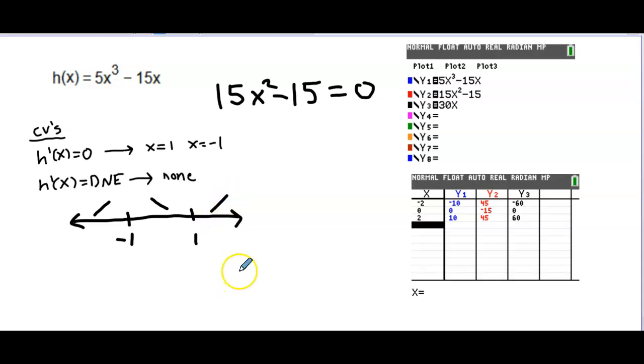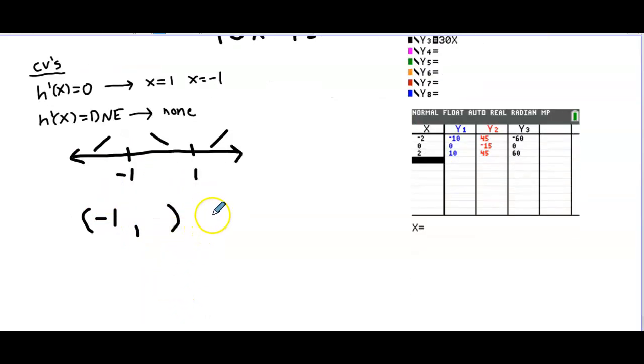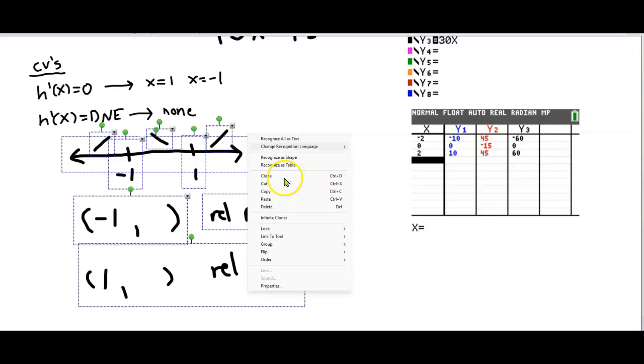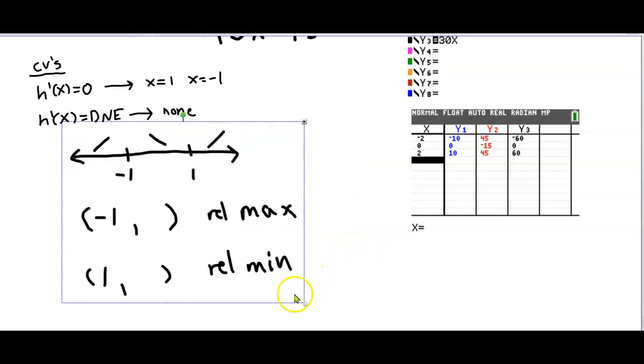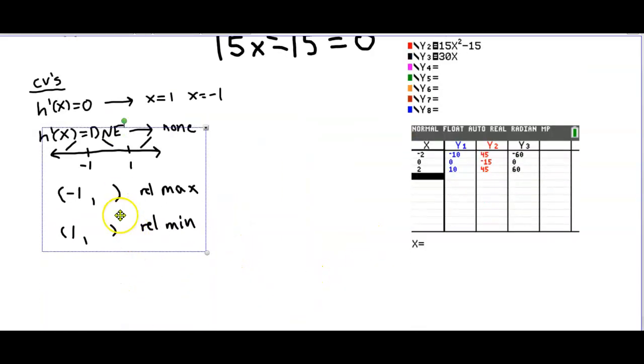And now we can say that we've got a relative max going on at -1 because the function is increasing and then decreasing. This is going to be our relative max. And then at +1, the function decreased and then went back to increasing, so we must have a relative min there. Relative min.